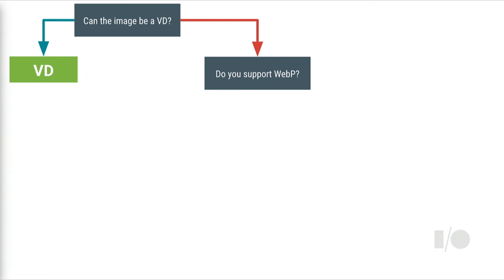This diagram. When you're choosing what kind of image to make, the decision on the format is super important. The first thing you have to ask yourself is, can this image be a vector drawable? If yes, make it a vector drawable. Done. Easy. Go to lunch. If no, ask yourself, do I support WebP? If yes, make it a WebP. Go to lunch. You're done for the day. Good job.